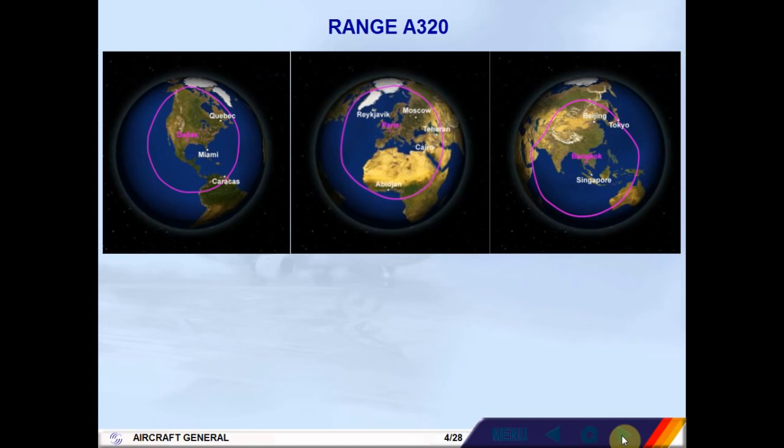With a maximum takeoff weight of 75.5 tons, the range of the A320 is 2,000 nautical miles, as shown above. For the A319, with a maximum takeoff weight of 75.5 tons, it is 3,000 nautical miles. For the A321, with a maximum takeoff weight of 89 tons, it is 2,700 nautical miles.